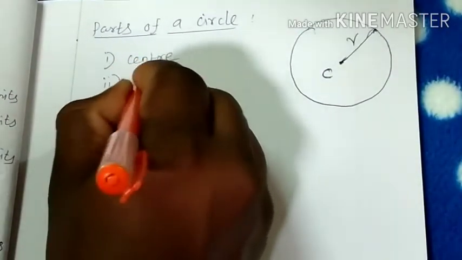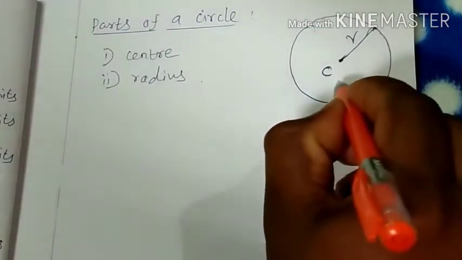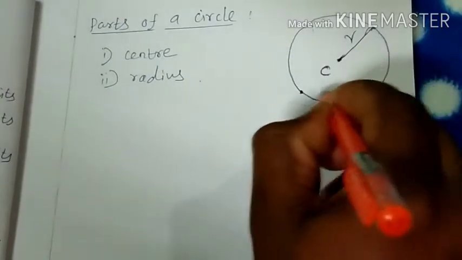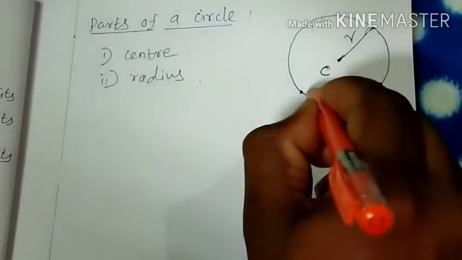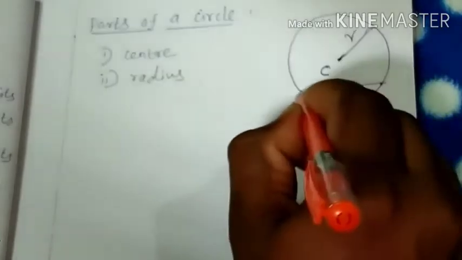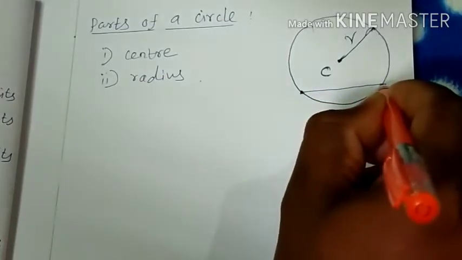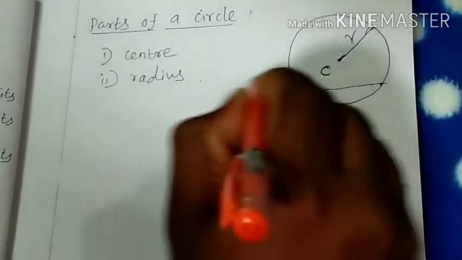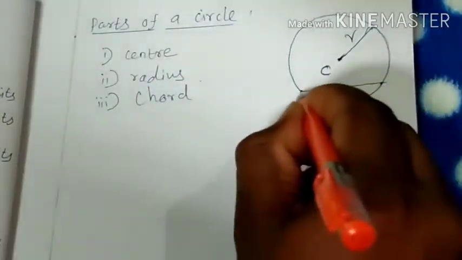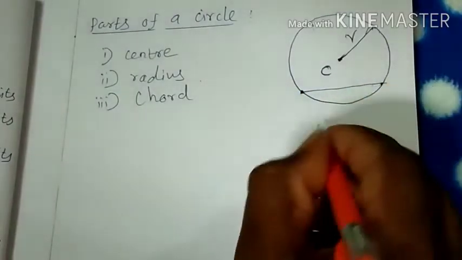The second part is the chord. If any 2 points on a circle are joined by a line segment, then the line segment is called a chord. Let us consider these 2 points. This is a line segment joining any 2 points on a circle. This is called a chord.